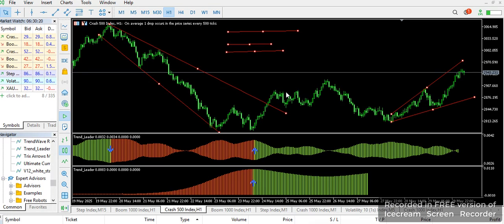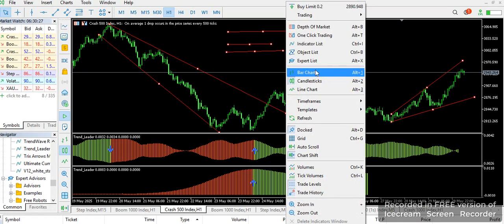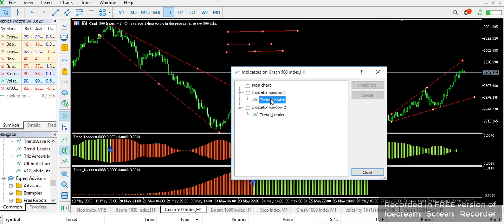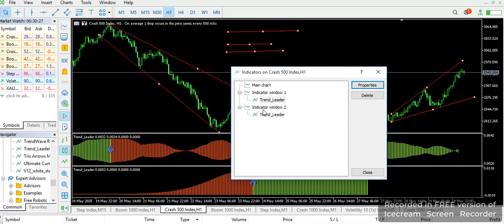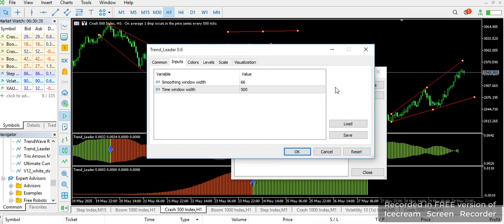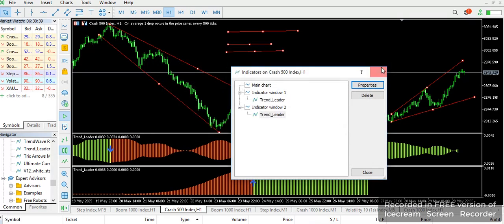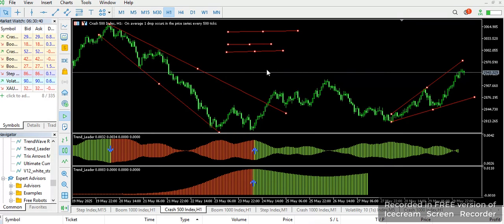So guys, I want to explain how you can make use of this indicator. Firstly, let me show you guys the setup of this indicator. And we have the first window, which is the setup. This is the value, and also we have the second trend leader, which is the settings. This is also the settings. So once you are done with that, then you can get the same thing I get here on my chart.